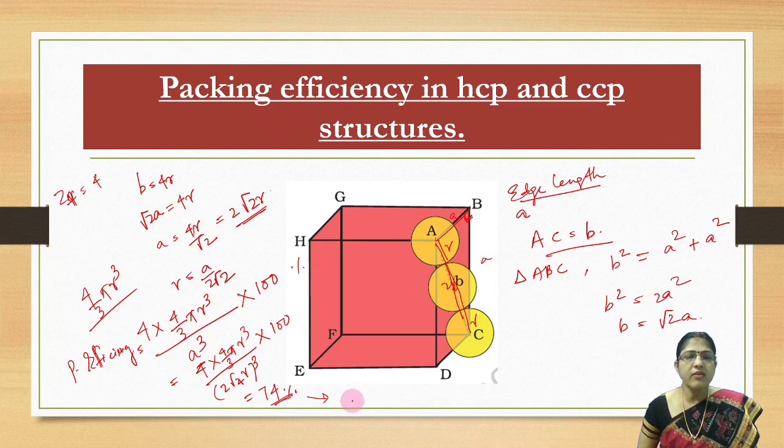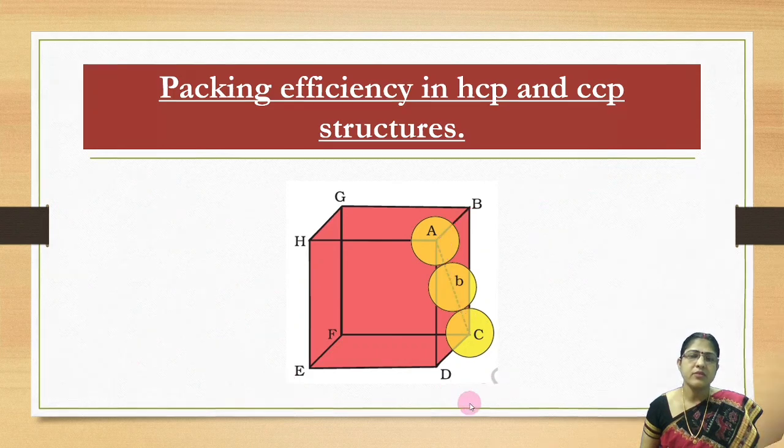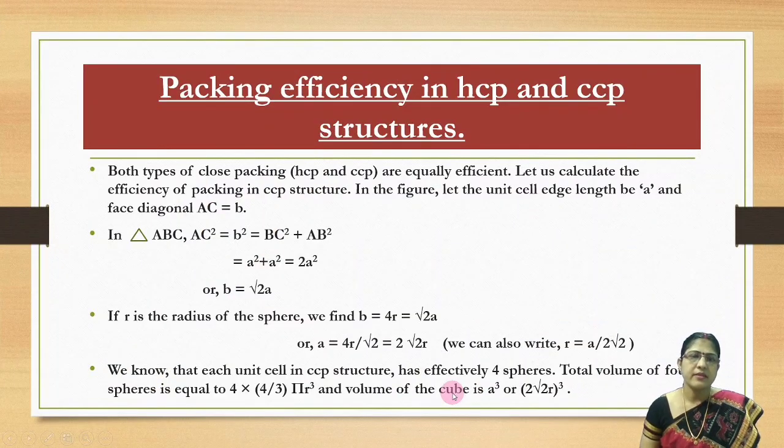So can we see what percentage is void? Total is 100%. So if 74% of the space is filled, how much space is vacant? Void means what? Vacant space. 100 minus 74, right? We will get how much? 26%. So in this way also an objective question may be asked: what percentage of voids is present?